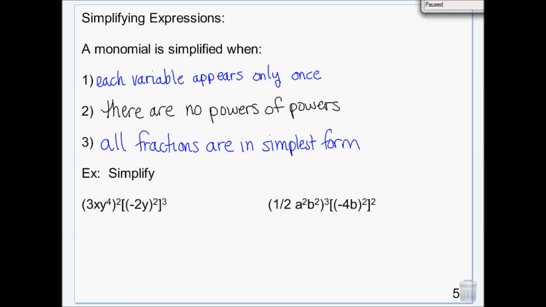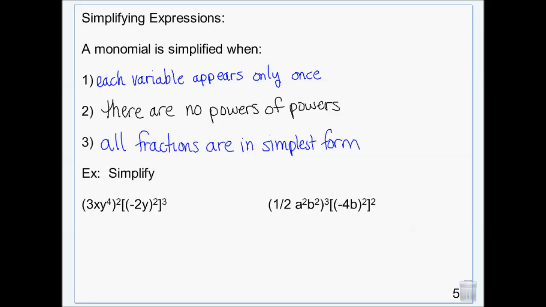It's up to you. So, a monomial is completely simplified when it meets these criteria. Every variable appears only once. So if you look down here, I've got more than one y. This is not simplified. There are no powers of powers. So here I have powers of powers. That's not okay. And all fractions are in the simplest form. So once we multiply everything together, if there are any fractions, we have to reduce them. Basically, a monomial is simplified when you've done all the math you can possibly do to it.